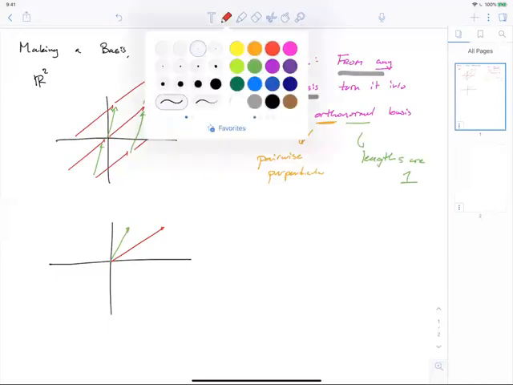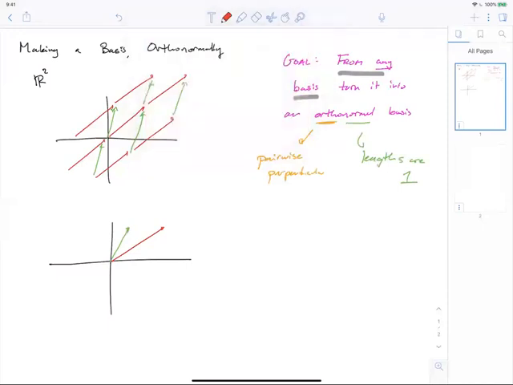So in order to turn this into an orthonormal basis, we need to do two things. We have to make them perpendicular and make the lengths 1. So what we're going to do is pick one vector, and we're going to do both of those things. Now, for the first vector, there's no previous vector. So for the first vector, which we'll just choose the red one, we're just going to shorten it, or lengthen it up, so that its length is 1.